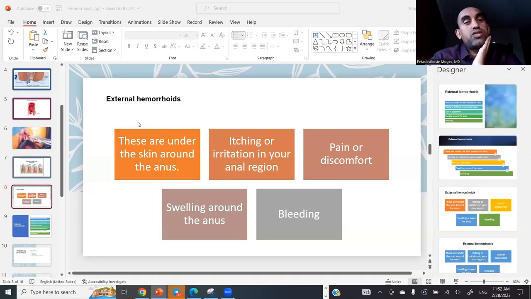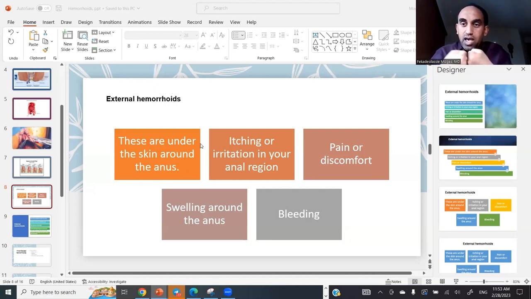Okay, so external hemorrhoids, these are under the skin around the anus. Most of the presenting complaints are itching or irritation in the anal region, pain or discomfort, swelling around the anus, and bleeding. These venous structures around the anus take part in maintaining our capacity to remain continent. So they do play some part.